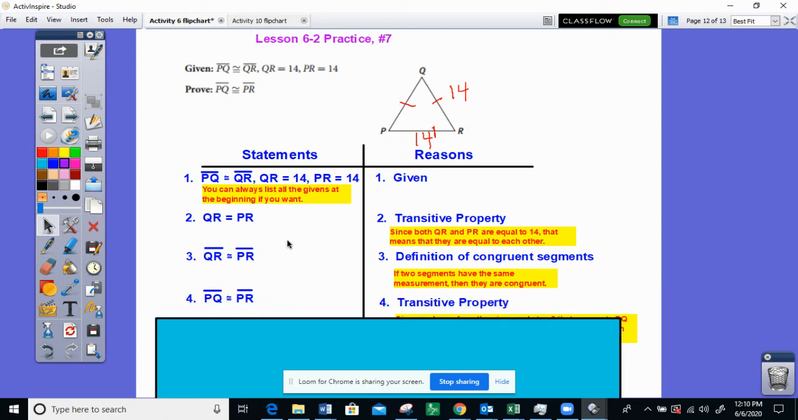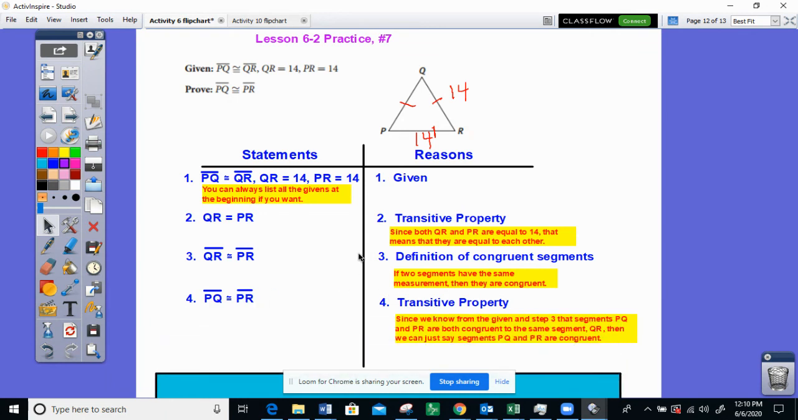Okay, but now we can use the transitive property for the congruent segments. Segment PQ is congruent to segment QR. Segment QR is also congruent to segment PR. Therefore, segment PQ is congruent to segment PR. Okay, we can already see that based on the picture, but now we have that stated as a statement in our proof, and the reason is because of the transitive property.